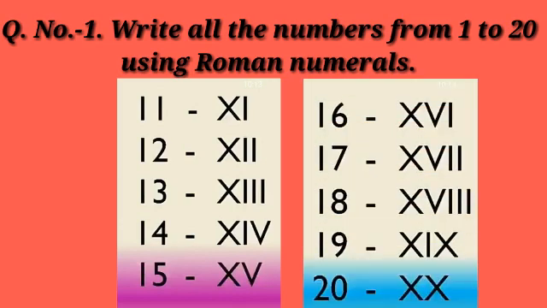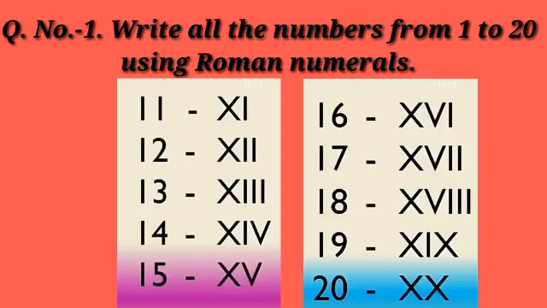Now these are the remaining numbers from 11 to 20. If you observe carefully, you can understand that all these numbers start with the Roman symbol X, because 11 means 10 plus 1, so X and then I is given. 12 means 10 plus 2, so X and double I. 13 means 10 plus 3, so X and triple I. 14 means 10 plus 4, so X is for 10 and IV is for 4, so XIV means 14. 15 means XV.